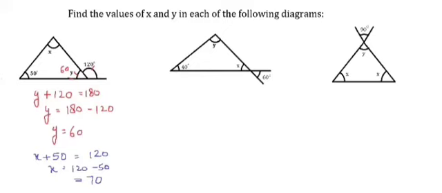Let's come to the next problem. Here we need to find out x and y. Now we can see that x and 60 are vertically opposite angles. When two lines intersect each other, then the opposite angles are called vertically opposite angles and they are equal. So from here I can write that x is 60, which is vertically opposite angle.